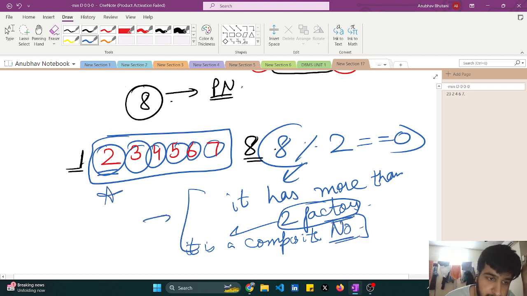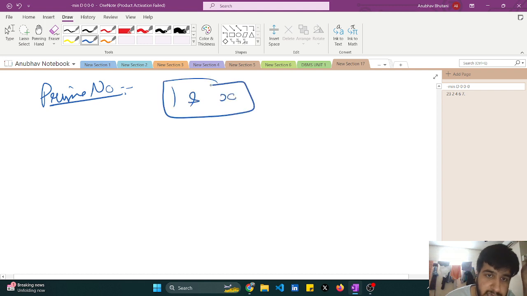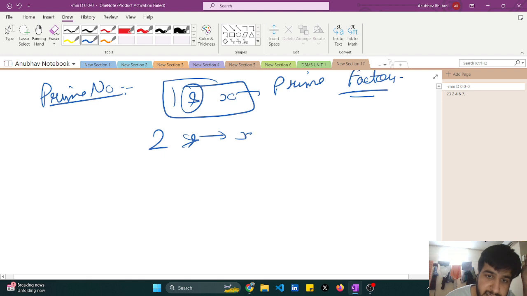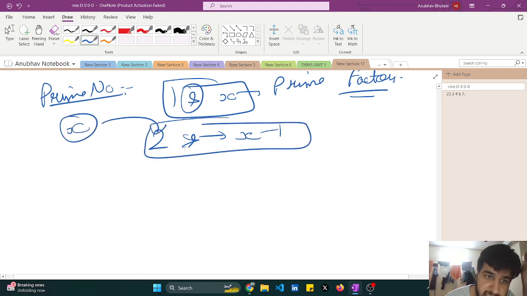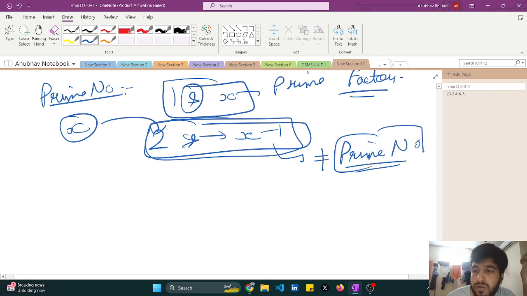Okay. What do you have to check? My prime number condition was 1 and the number itself should be its only factors. So for any other number in the range 2 to x minus 1, if the given number x is divisible by any of these numbers, then it is not a prime number. This is so logical, right?